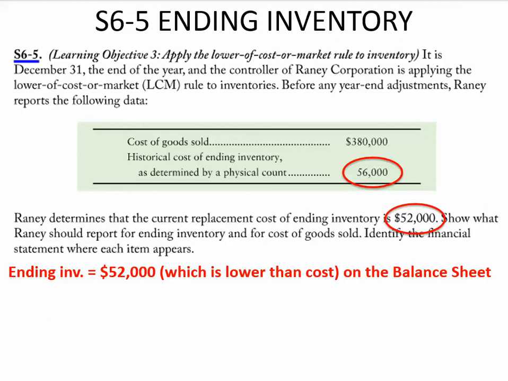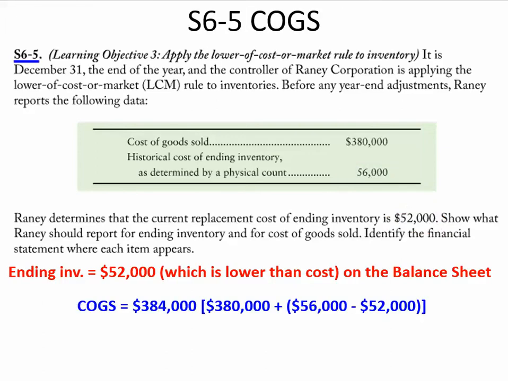Now the other thing it asks for is how we would do cost of goods sold. Well, cost of goods sold is going to be $384,000. How did I get that? Well, I'm going to take the $380,000 that they gave us in the table. So that's the unadjusted cost of goods sold. And then I have to adjust for the lower of cost or market adjustment. We said that our historical cost was $56,000. The inventories actually were $52,000. So we have a loss of $4,000 on it. So we're going to add that loss, because a loss acts like an expense. We're going to add that to our cost of goods sold of $380,000. So that's how we get to the $384,000.